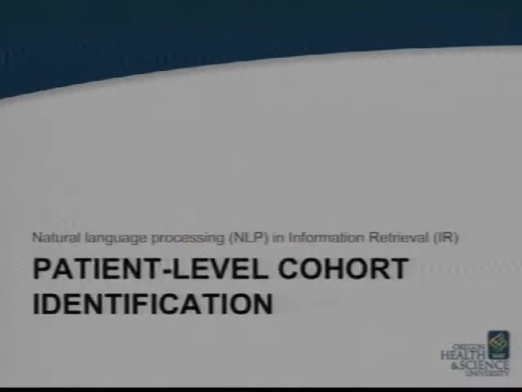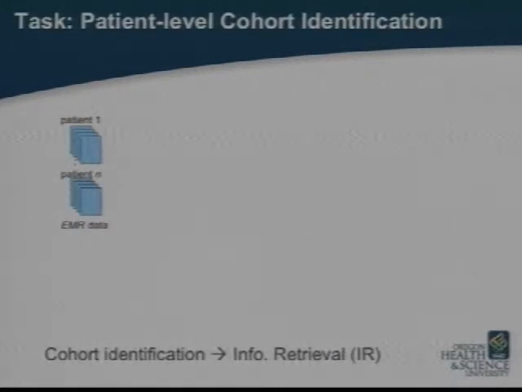Okay, so let's start with patient-level cohort identification. The key assumption that we're going to make right here is down here at the bottom. Cohort identification, we're going to cast it as an information retrieval problem. In other words, we're going to try to retrieve patients and rank which patients match this cohort the best.